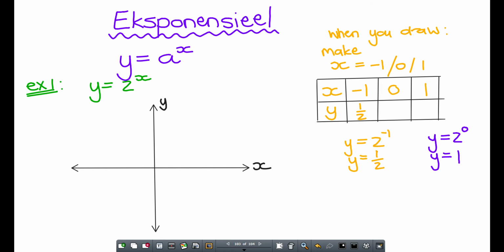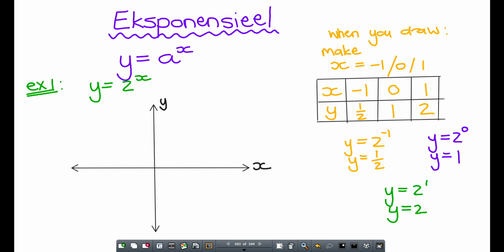Okay, so dan kan ek daar gaan invul. As x 0 is y 1. Okay, laaste enetjie. As x 1 is, dan gaan ek mos sê y is gelyk aan 2 tot die mag 1. Met ander woorde, y is 2. Wat was daai?